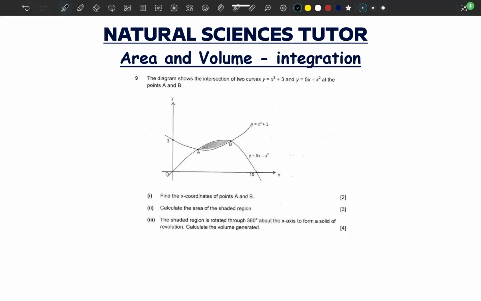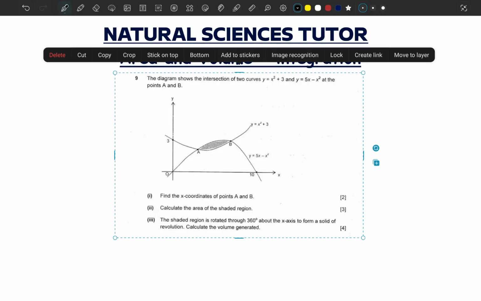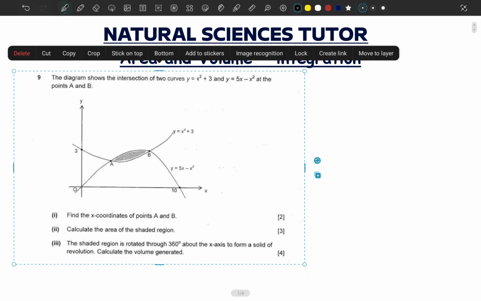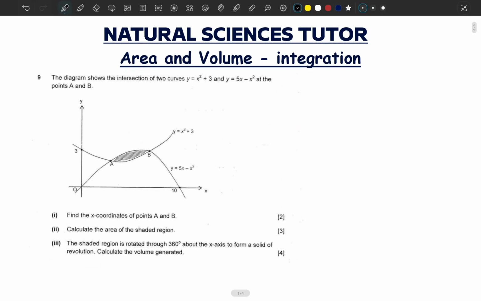This lesson focuses on area and volume, which is the application part of integration. All right, so let me just drag this question here so that we can see it. The diagram shows the intersection of two curves. The first curve is this one and the second that one. So they're intersecting, as you can see. And they're saying find the x coordinate of point A and B. So they want us to find the x part only, not really interested in the y part.